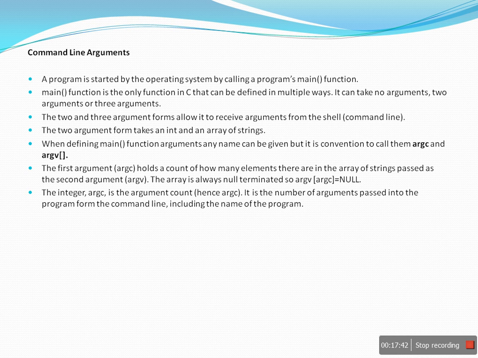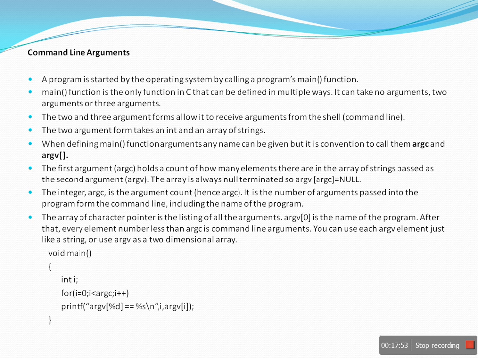The integer argc is the argument count, hence argc. It is the number of arguments passed into the program from the command line, including the name of the program. The array of character pointers is the listing of all the arguments. argv[0] is the name of the program. After that, every element with index less than argc is a command line argument. You can use each argv element just like a string, or use argv as a 2-dimensional array.